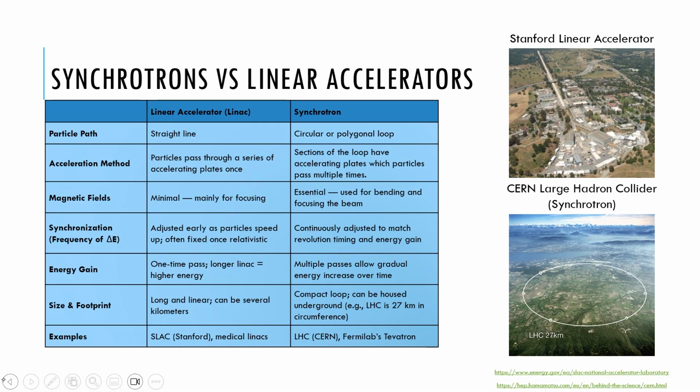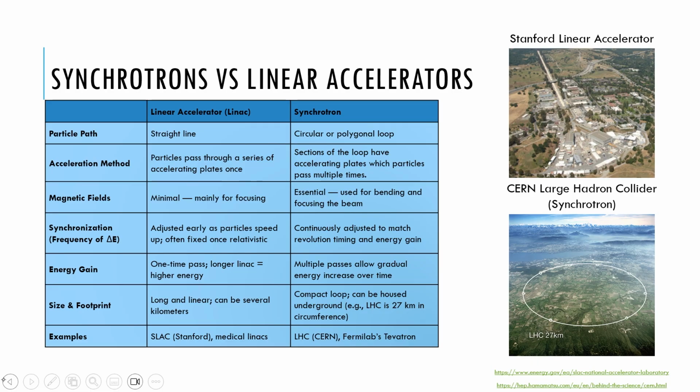Whereas for a synchrotron, because it moves in a loop, the particle continues to pass the accelerating plate, which means you can increase the speed of the particle multiple times. In a linear accelerator, mostly we're doing beam focusing. Maybe we have to change the path of the particle slightly to, say, hit a detector. But for a synchrotron, if you're going to get the particle to move in a circle, or at least a circuit path, you're going to need to be able to not only focus the beam, but bend the beam.